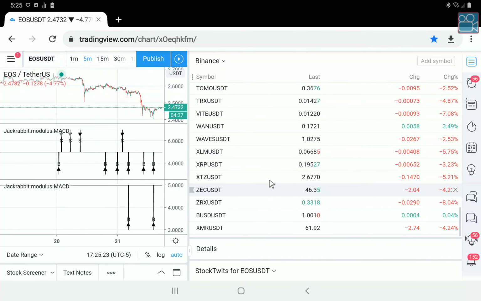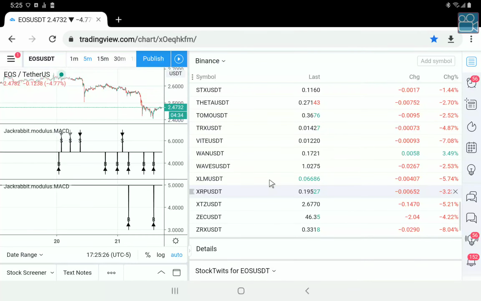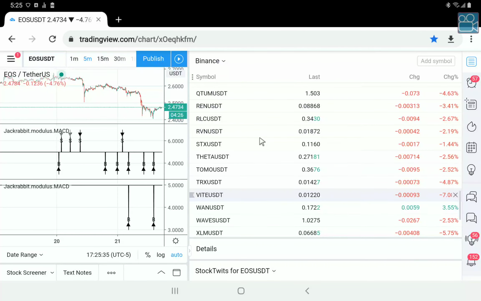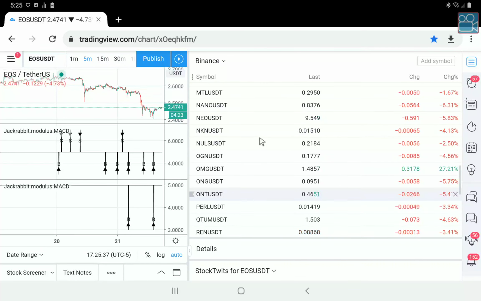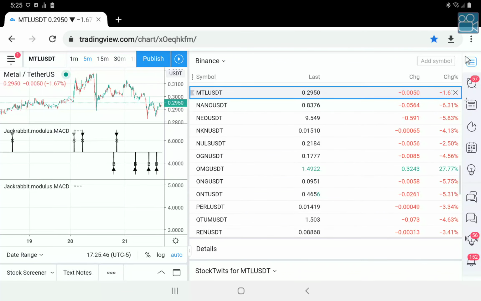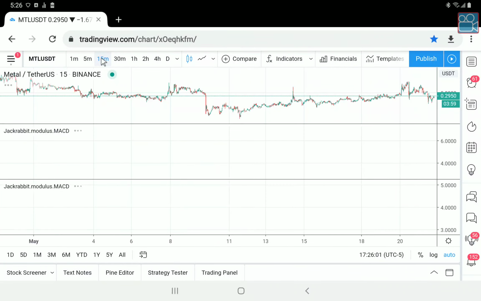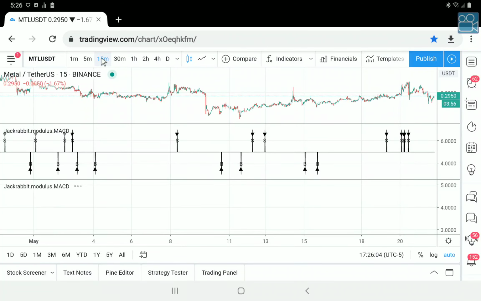Let's see. Okay. Most of these coins are actually pretty decent. I would never trade metal. It's just not my taste. But it can still be used. So out of all of this, you see only one signal. Let's go up to the 15-minute and see how often signals occur.